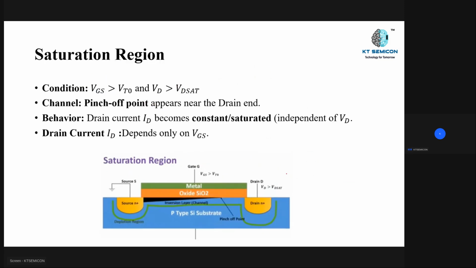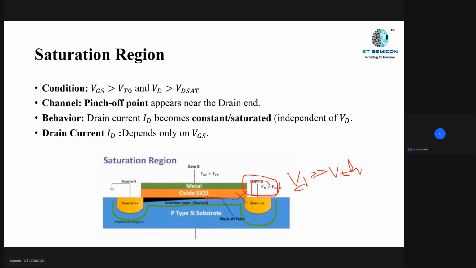Okay, in this case, compared to the previous case, we are again increasing the amount of VD. Okay, this is the condition. So whenever we increase VD more, my channel is completely pinched off. It directly pinches off and moves towards the source side. Why? Because whenever we apply more voltage at the drain terminal, because of that voltage my channel is moved away.